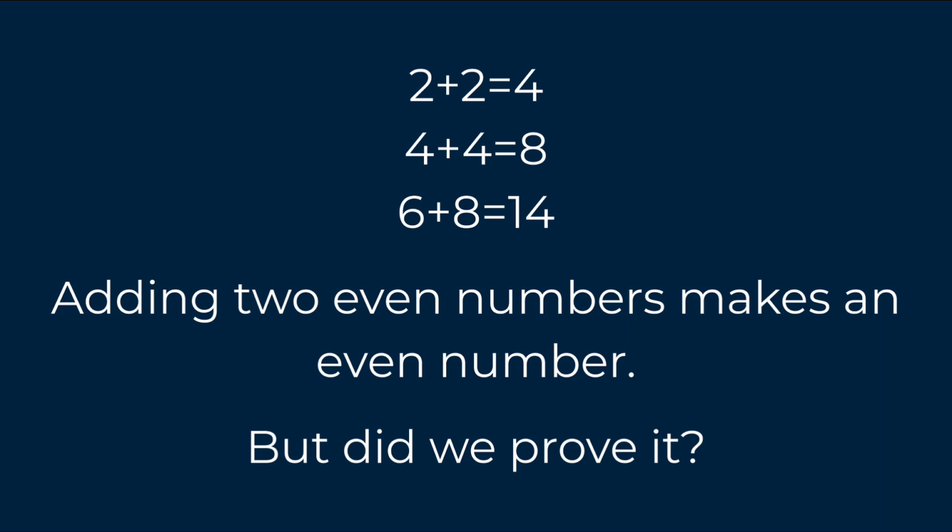If we want to prove that adding two even numbers makes an even number, we have to prove that for every single scenario, every single even number. And since there's an infinite amount of even numbers, this would be almost impossible to do by hand. So, how do we really prove this statement? Adding two even numbers makes an even number.